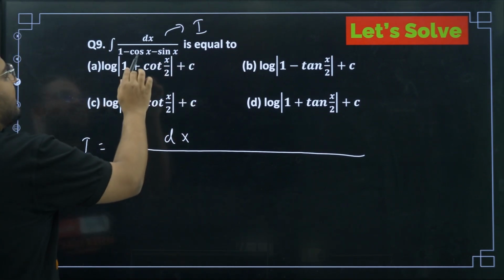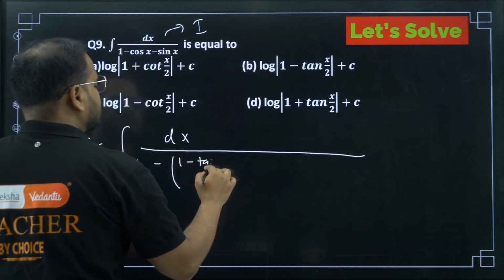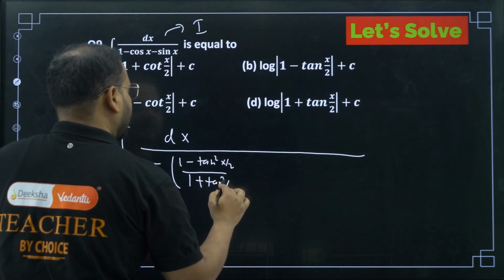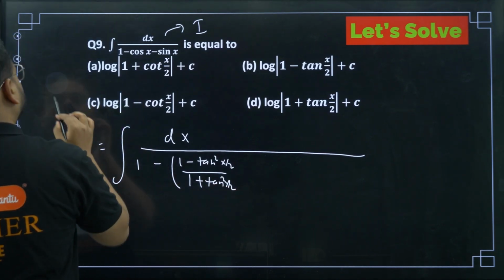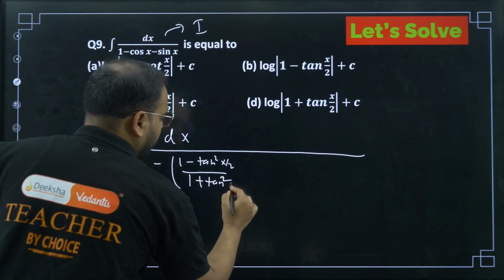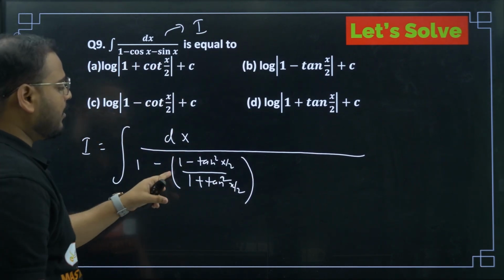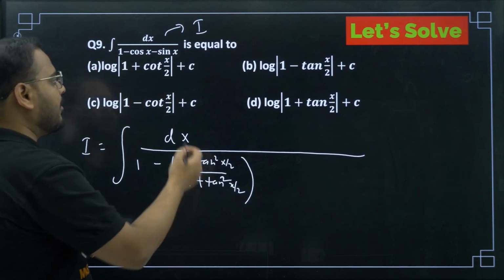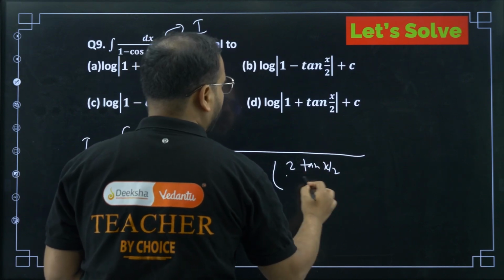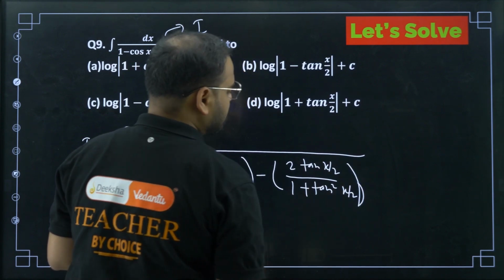1 as it is. I can write cos x, if you remember this formula, as 1 minus tan square x by 2 upon 1 plus tan square x by 2. Yes, this is my cos 2 theta formula: 1 minus tan square theta upon 1 plus tan square theta. What about sin 2 theta? 2 tan x by 2 upon 1 plus tan square x by 2.